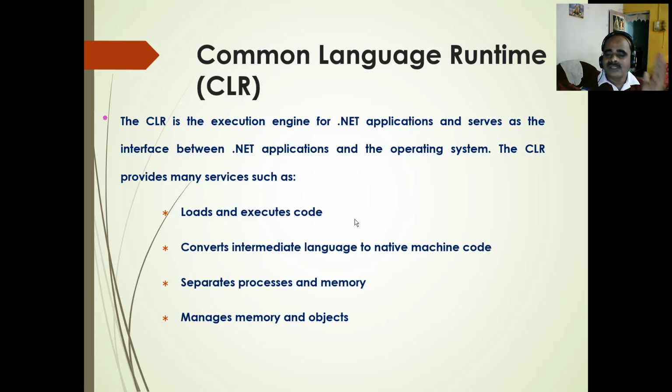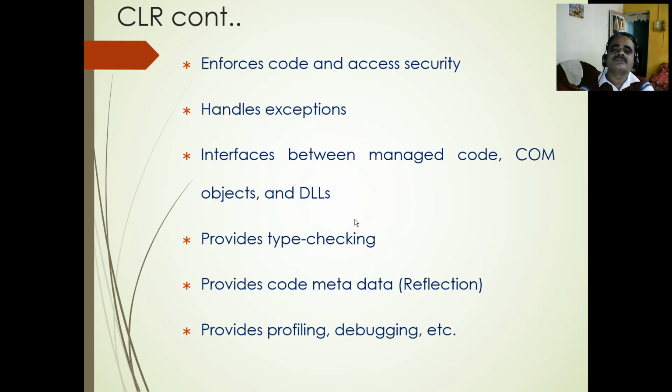And the CLR not only makes memory available, but there are a number of objects, so it will manage the memory and the concerned objects. Whenever we call different library files or objects, the CLR again takes responsibility for the communication and coordination among these objects. Also, the CLR will enforce code and access security.